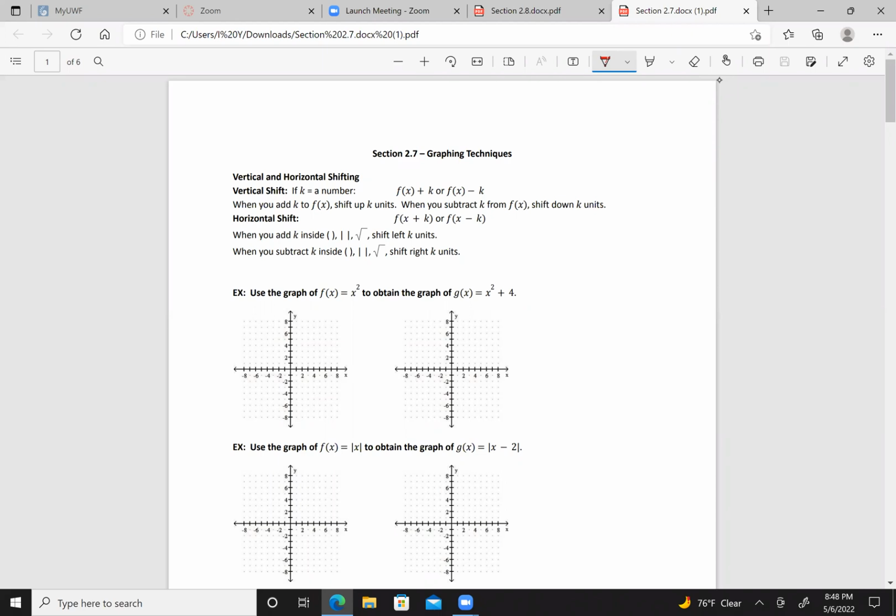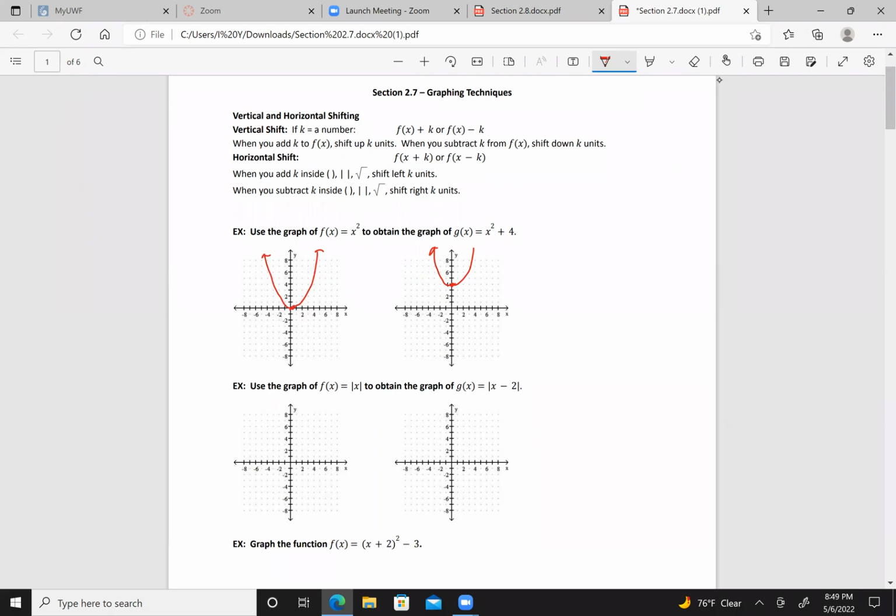Use the graph of x squared to obtain the graph of x squared plus 4. If you remember, x squared looked like this. Now, x squared plus 4, so we're adding k. Adding k, we shift up 4 units. So now my vertex is there. That's all we did. We shifted from 0, 0 to 0, 4. Up 4 units.